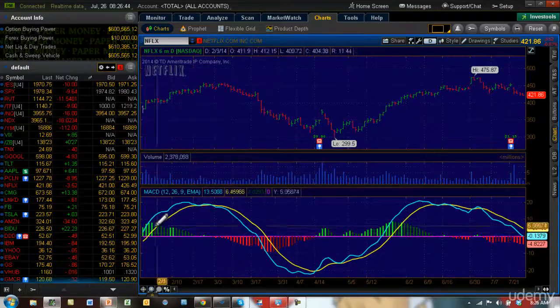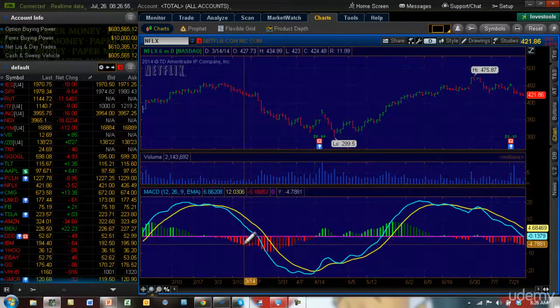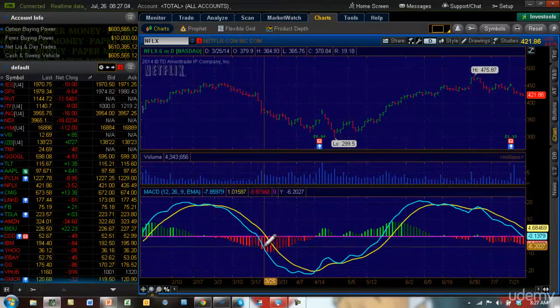And obviously, if the histogram is in green, you're in an uptrend. If the histogram is in the red, you're in a downtrend. But after it enters the red, again you can see these dark, bright red histogram bars, and then you see a little bit of a dip here.